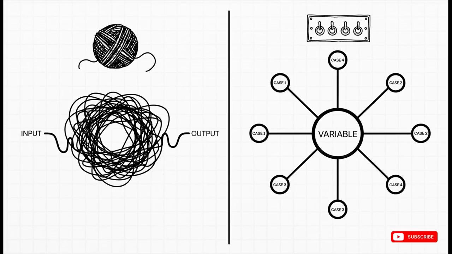Now, that ladder works just fine, but sometimes it can get a little long and messy. When you find yourself checking one single variable against a bunch of specific known values, like, say, days of the week or options on a menu, there's a much cleaner, more elegant tool for the job, the switch statement.